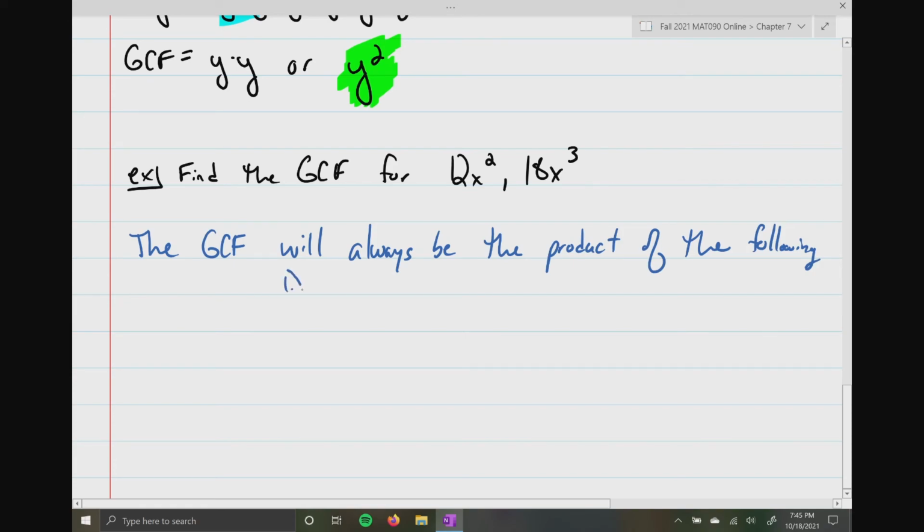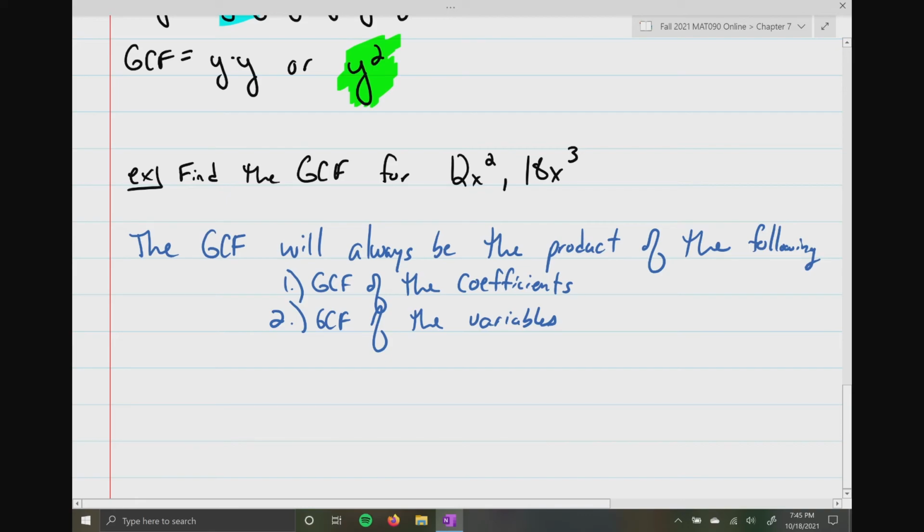First, the GCF of the coefficients, which are the numbers in front of the variable. And then second, the GCF of the variables. So this is one of those things where you have to know what these words mean.